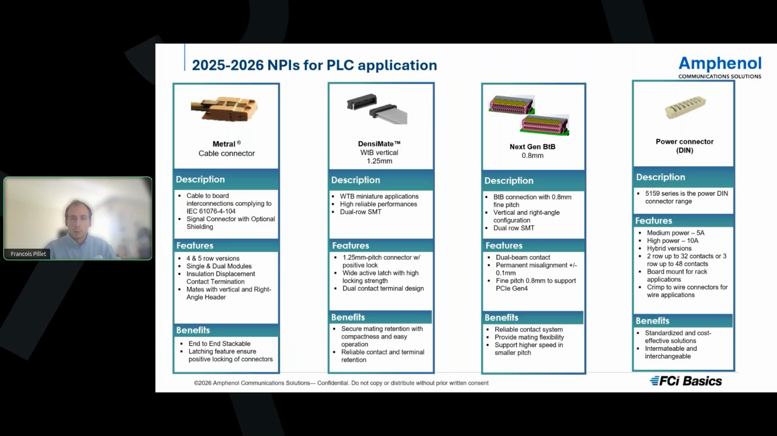Second, Densimate 125, wire-to-board, is designed to offer reliable and secure retention in small pitch configuration, thanks to a U-shaped groove for better positioning and pin protection. This series also features specific cavities for stabilized terminals and dual contact for secure connection.